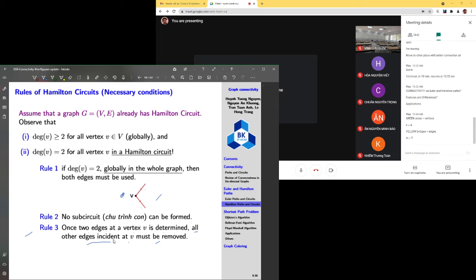So this is assuming that the degree of V is 4. You see, and you want to find a Hamilton circuit going through V. Then let's say we go in from the left upper and we go out from the left lower here. So go in here and go down there. Then the two on the right of V will be useless, so remove them, like this one. You see, because V is already utilized to form the Hamilton circuit. So rules number 1, number 2, number 3 are very useful. Okay.